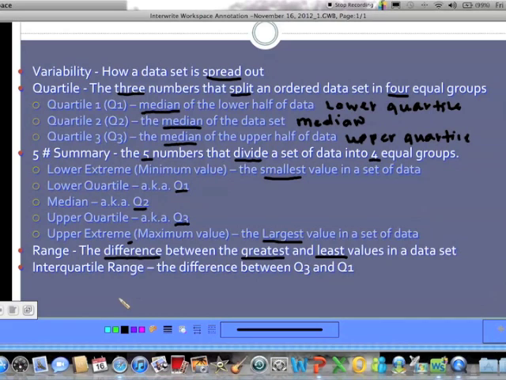And then the interquartile range, which is also referred to as the IQR, is the difference between Q3 and Q1. So the upper quartile minus the lower quartile. So interquartile range equals Q3 minus Q1.